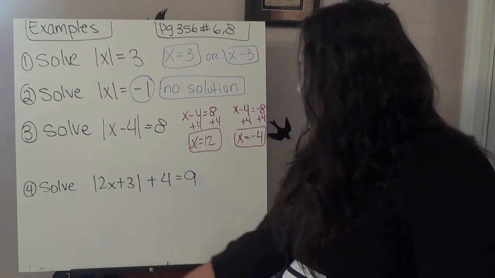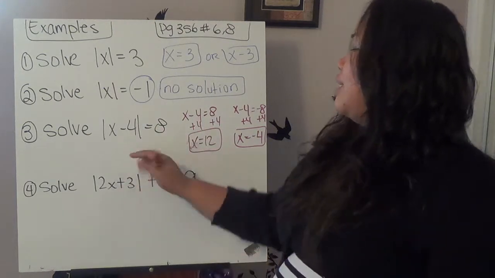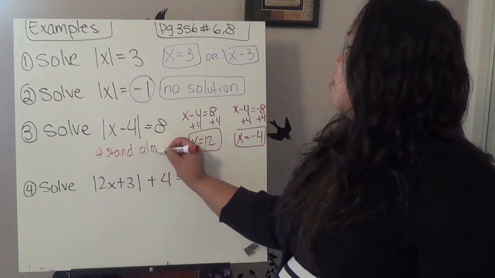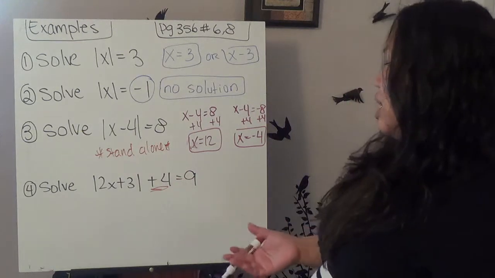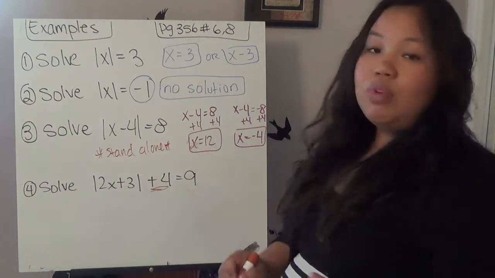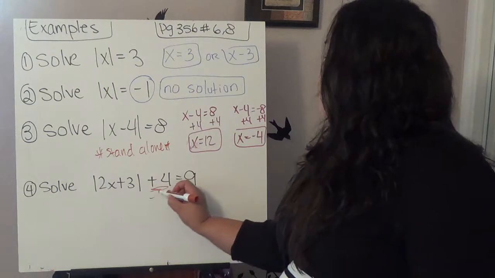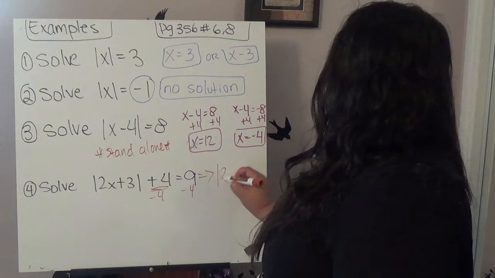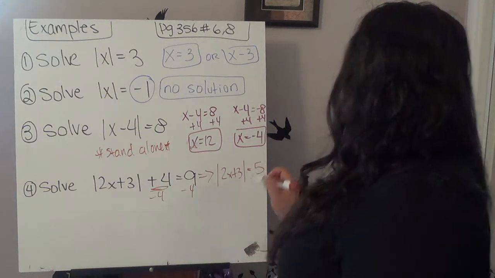Now, the last one is a little tricky because, you see, in order for me to do this, the absolute value has to stand alone. Okay, it must stand alone. So if it's not standing alone, this has a 4 in it, okay? It's not standing alone. So in order for me to do this rule right here, I have to get rid of that 4. Well, how do I usually get rid of 4? I do the opposite. If this is adding 4, I'm going to subtract 4 from both sides. I end up with the absolute value of 2x plus 3 equals 9 minus 4, which is 5.